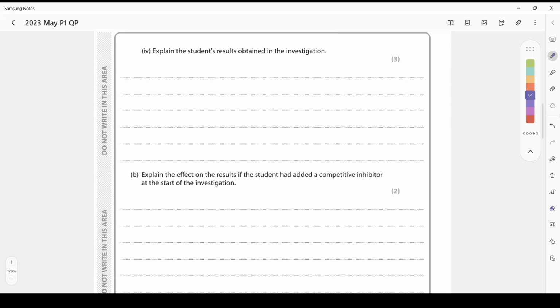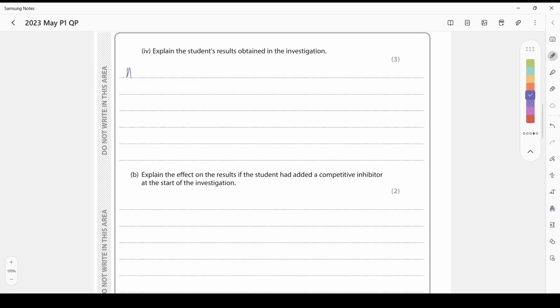Explain the students' results obtained in the investigation. So in this part, in the beginning, you would have a lot of substrate, and therefore there would be more collisions with each other and more enzyme substrate complexes forming with each other. And as the reaction progresses, less and less substrate is available. And because there's less substrate available, there is therefore less gas produced.